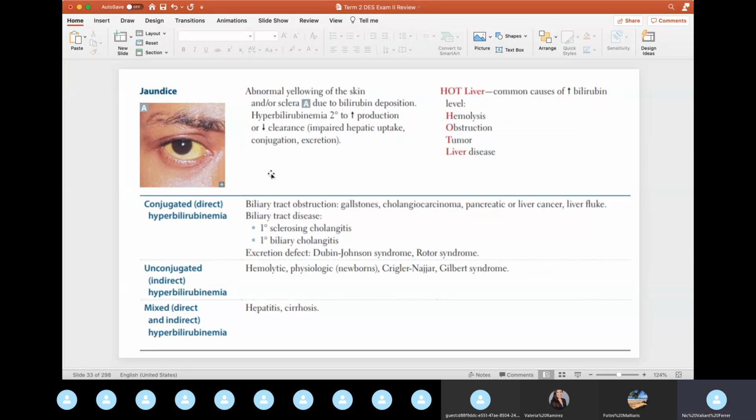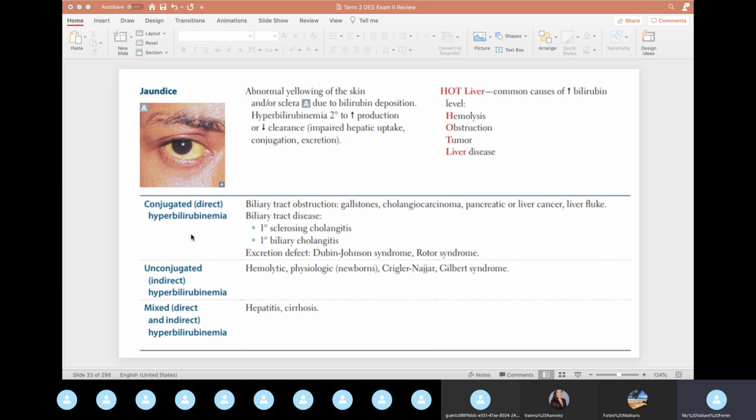So jaundice, what is jaundice? This is abnormal yellowing of the skin due to what? Bilirubin deposition. So if you have hyperbilirubinemia, secondary to increased production, or for example, there's something wrong with your liver, you have impaired hepatic uptake, there is no conjugation, there's something wrong with excretion of bilirubin, you can have jaundice. It can either be due to hemolysis or obstruction or tumor or liver disease.